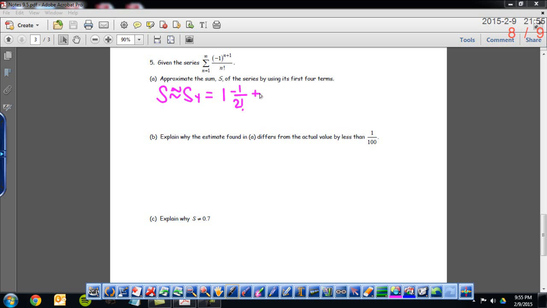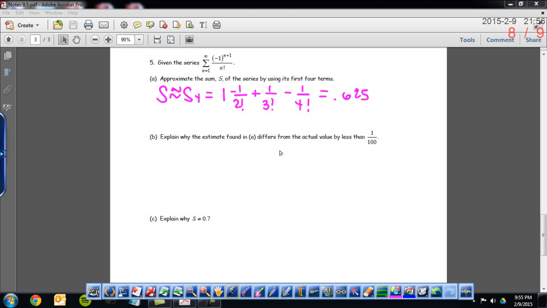If I plug in a 3 for n, I am going to get positive 1 over 3 factorial. And if I plug in a 4 for n, I'm going to get negative 1 over 4 factorial. And if you type that into your calculator, you would get 0.625. Okay, and that's all that part A is asking us to do, is just use the first 4 terms to estimate that.